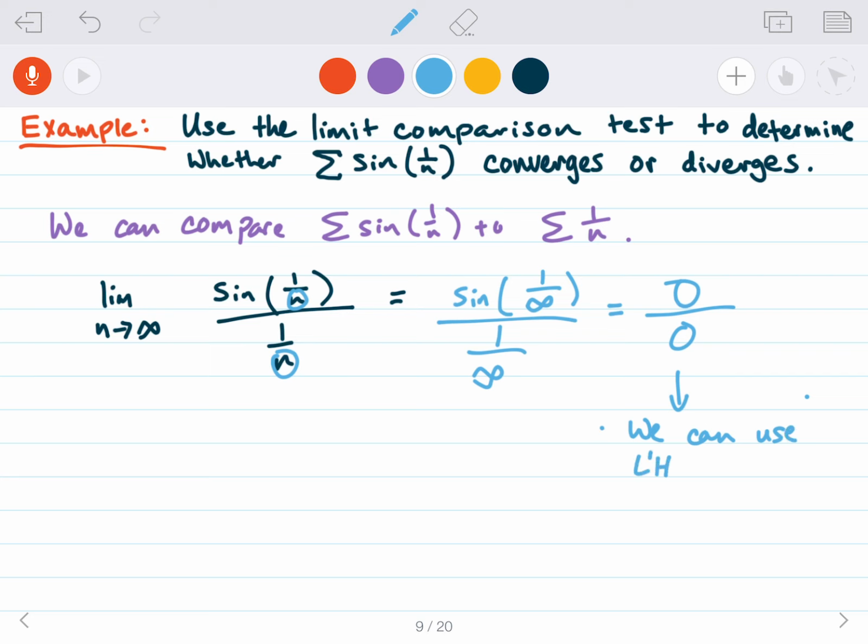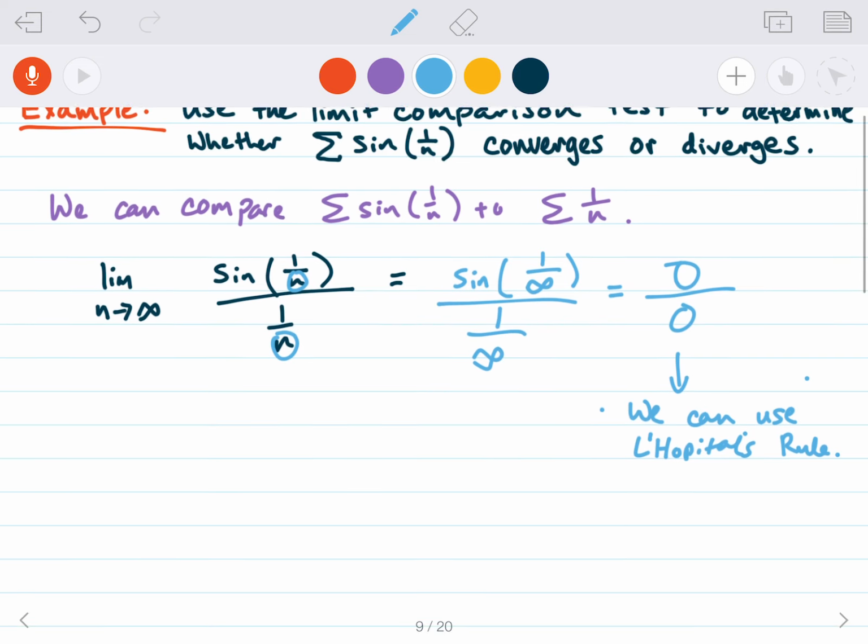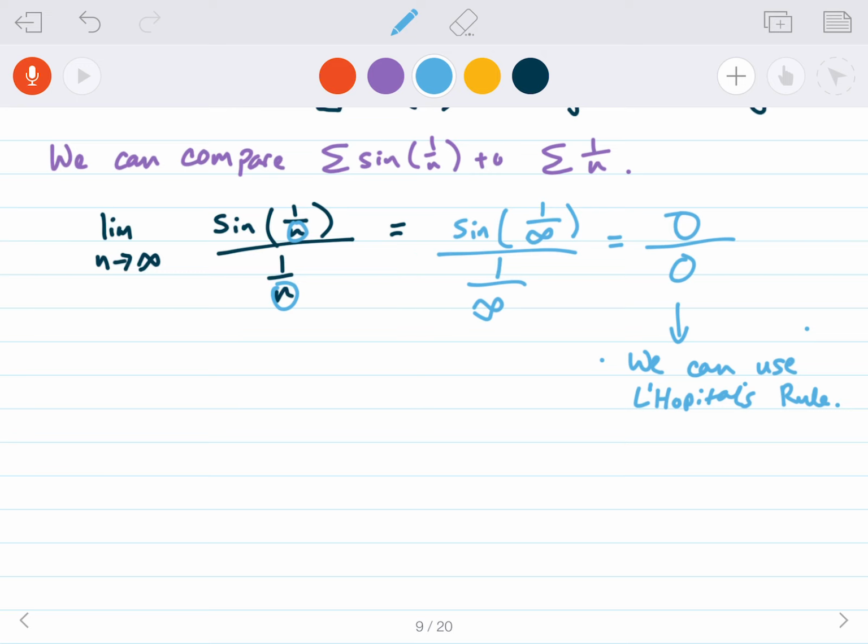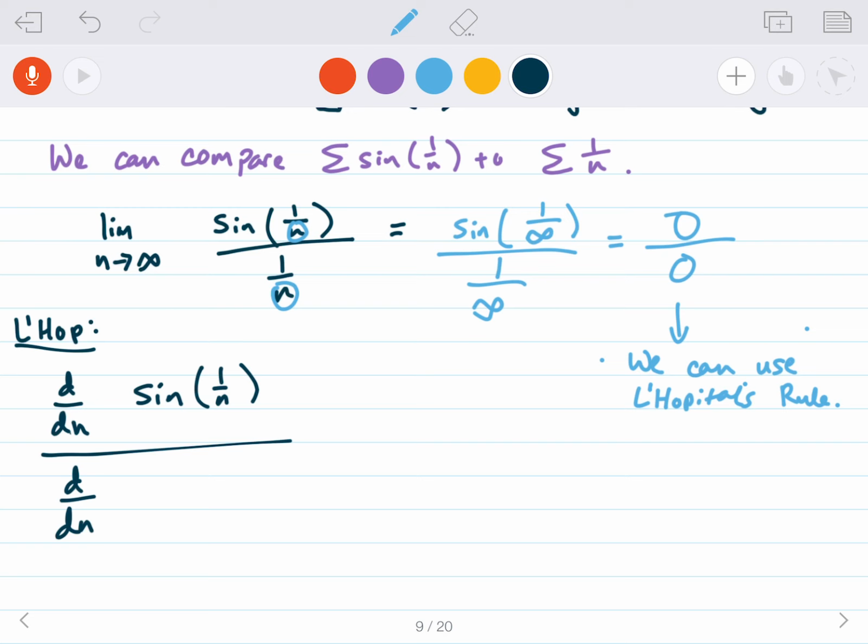This is another strategy of how we can do this. So we can use L'Hopital's rule, which tells us that if we're in indeterminate form, we simply take the derivative of the numerator and the denominator and then plug in infinity. So let's do that. We're going to take the derivative, maybe I should say dn instead of dx, of sine of 1 over n, divided by the derivative of 1 over n.